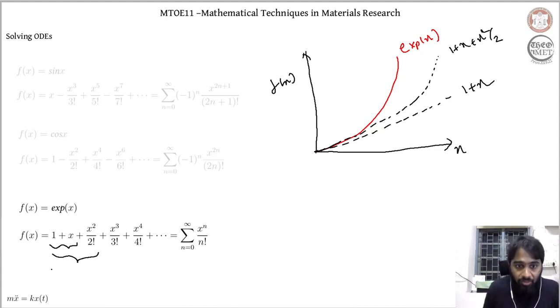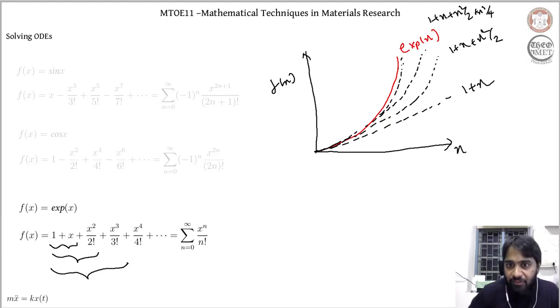Now when you include your fourth term, you see that the series becomes even closer. So basically what it means is, the more terms you have in the approximation, the closer your approximation gets to the original solution. Now when you add your fifth term, it will be even closer. You can actually verify this by plotting it.